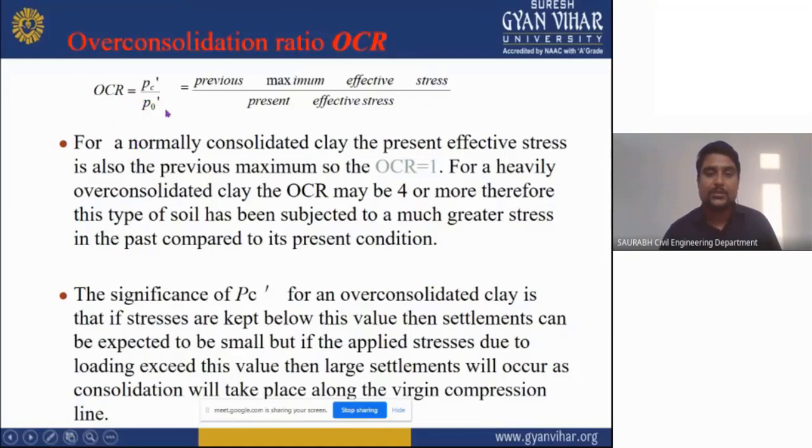OCR is equal to Pc' upon P0, where Pc is the previous maximum effective stress and P0 is the present effective stress. For normally consolidated clay, the present effective stress is also the previous one, so OCR will be equal to 1. For heavily overconsolidated clay, OCR may be 4 or more. Therefore, this type of soil has been subjected to much greater stress in the past compared to the present condition.